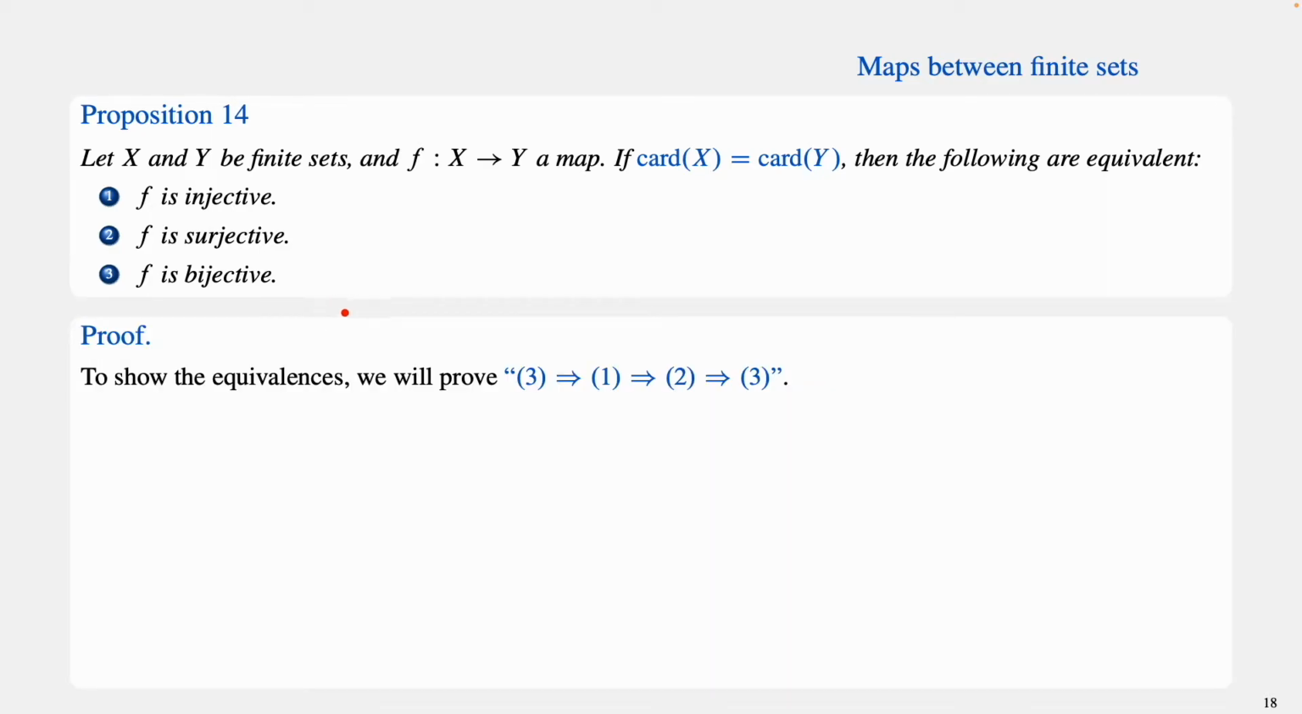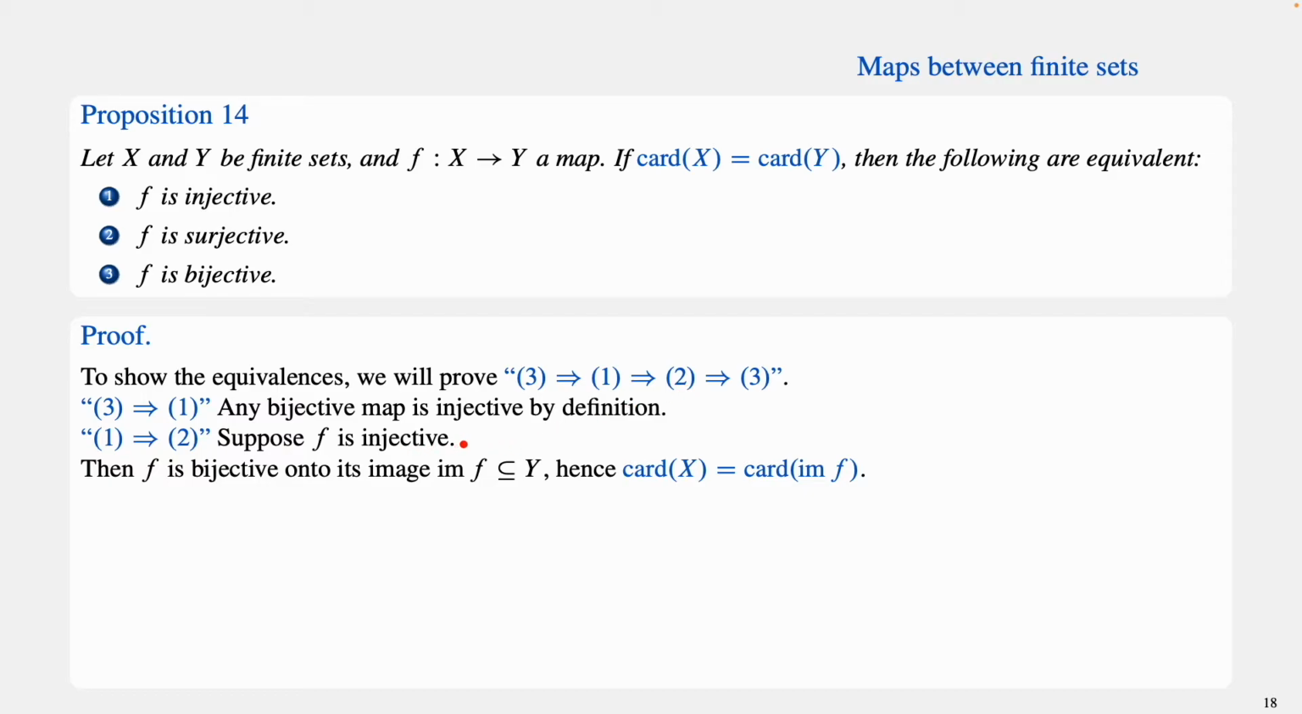And to prove these equivalences, we will prove them in this order. We will prove that 3 implies 1, which is actually trivial, that 1 implies 2, and that 2 implies 3. So we go from 3 to 1, from 1 to 2, and from 2 to 3, and then we have seen that all of these statements are equivalent. As I said, from 3 to 1 is trivial because any bijective map is also injective by definition, so there's nothing to prove here. Now we go from 1 to 2. We suppose that f is injective, and we want to show that it is surjective, which then automatically makes it bijective, of course.